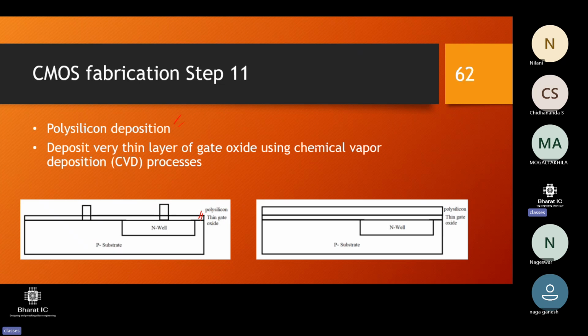This is the other point of explanation, we will explain it. So using the CVD process, this thin gate oxide material has been put on top of this one. On top of this, a polysilicon material has been put, if you see here.